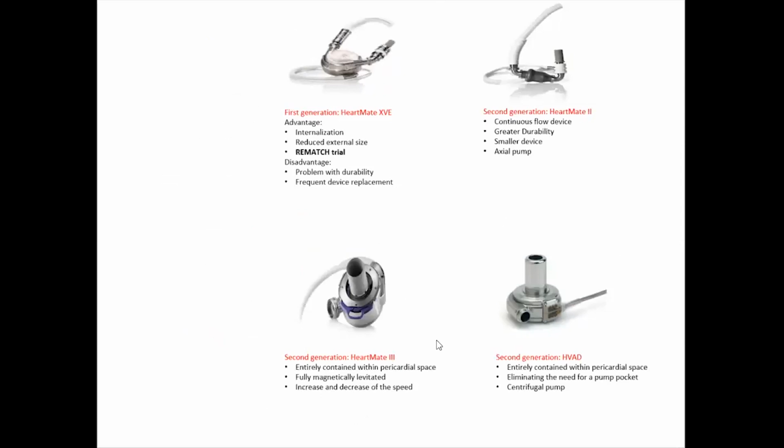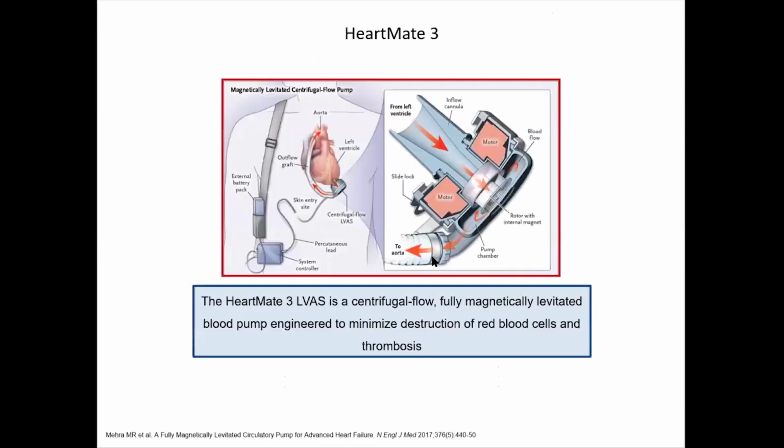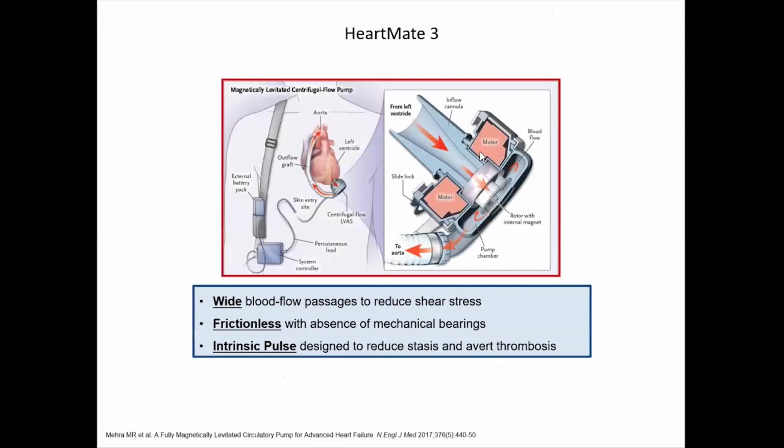The design is very similar to the HVAD, however, it has some features that make it a very attractive pump, which I'm going to go over in the next slide. So it is a centrifugal pump, a continuous flow pump, but it has a wider blood flow passage, which reduces shear stress, and it has an intrinsic pulse. What does that mean? The speed goes up and down, and the theory behind this is to wash out the pump and prevent stasis and thrombosis of these pumps.